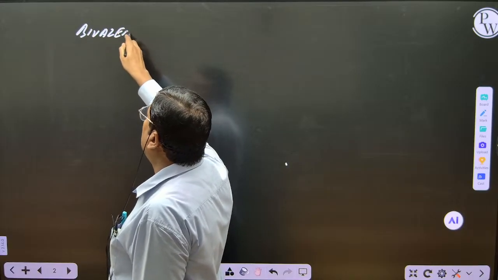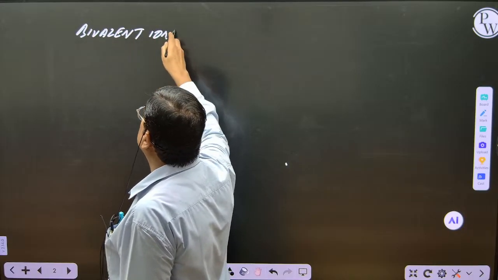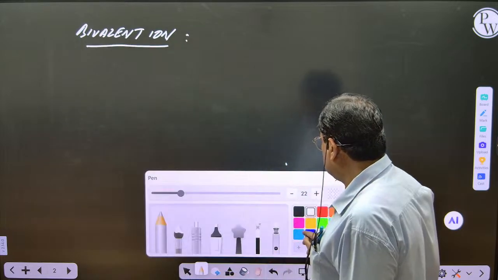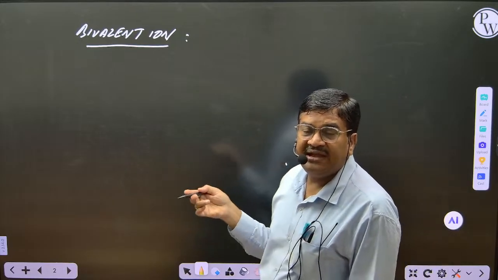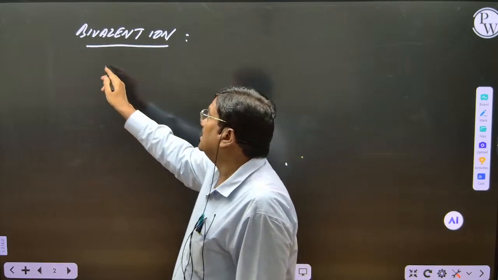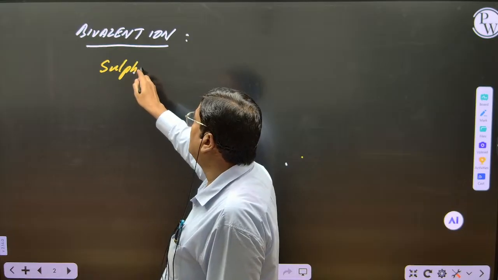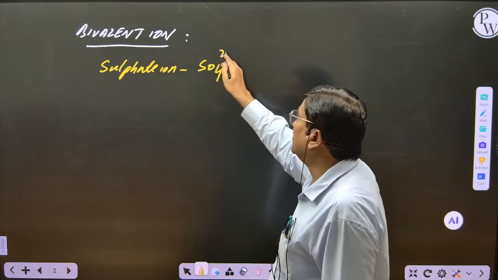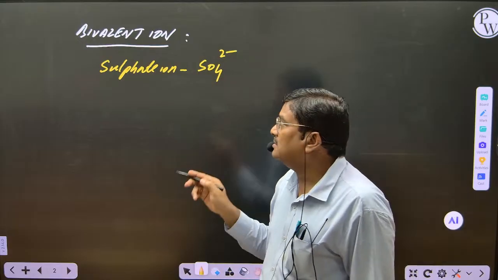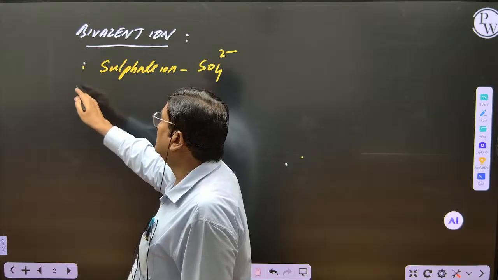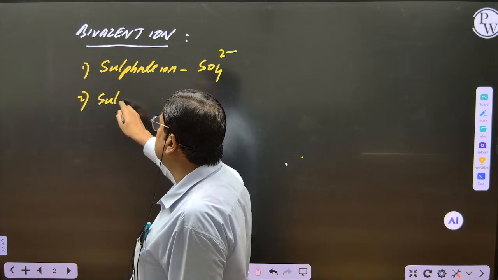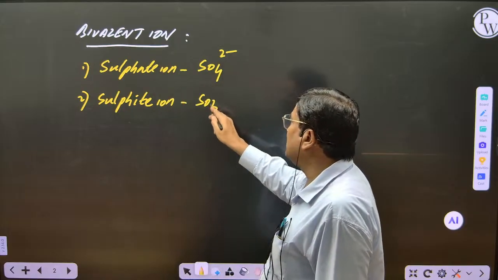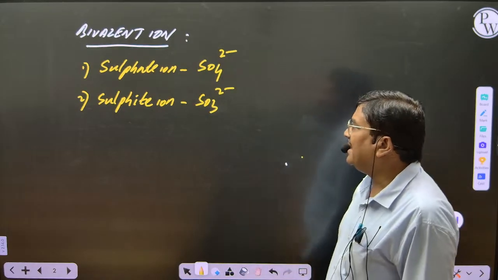Now, what are the bivalent ions we are having? One is sulfate ion. Students should know the difference between sulfate and sulfite. Sulfate ion, you remember, is SO4 2 minus. Sulfite ion. See the difference between sulfate and sulfite. Sulfite ion is SO3 2 minus.